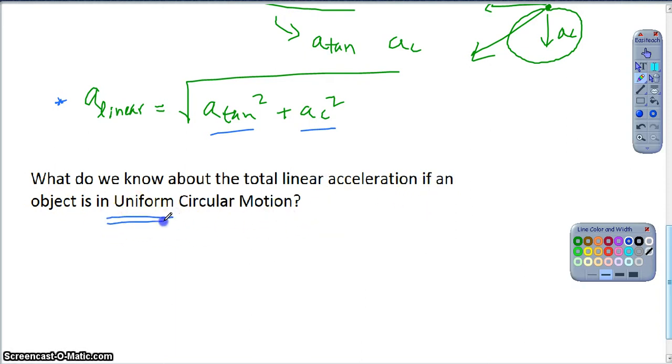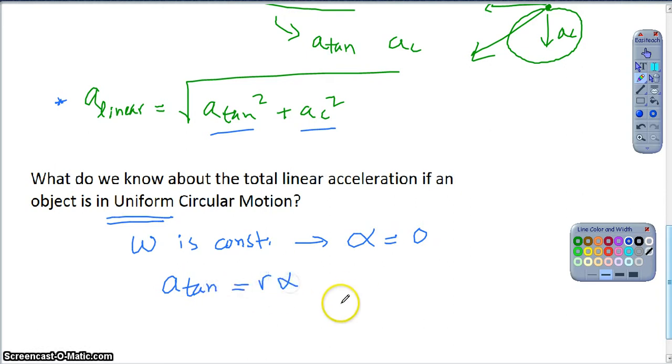Right. So again, what's this concept of uniform circular motion tell me? Well, it tells me that the angular velocity is constant. And so what does that tell us? Well, if the angular velocity is constant, what's that tell me about the angular acceleration? What's that tell me about alpha? Well, if the angular velocity is constant, that tells me I don't have any angular acceleration. And therefore, since tangential acceleration equals the radius times angular acceleration, if my angular acceleration is 0, then my tangential acceleration has to be 0 as well. Right? So make sure that kind of makes sense.